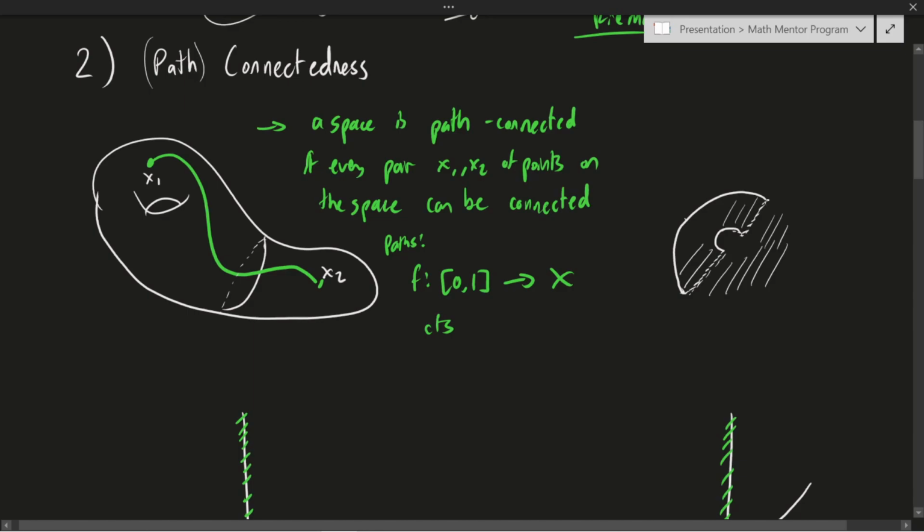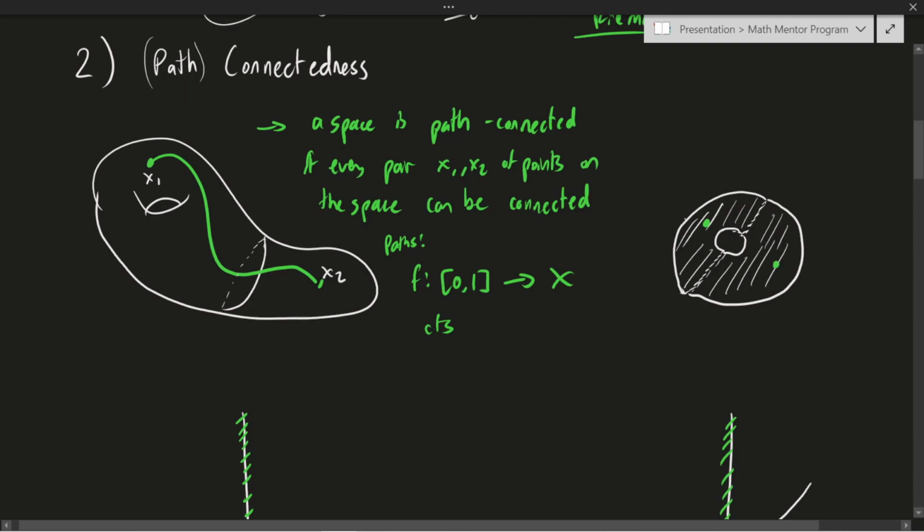Now, what do I mean by this dotted line? Well, by this dotted line, I mean that I've made a bit of an incision into my ring, and so this is no longer path connected, because if I pick any point here, there's no way to bridge the gap over to another point here.